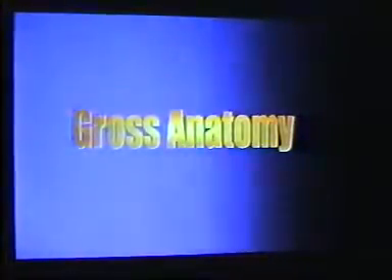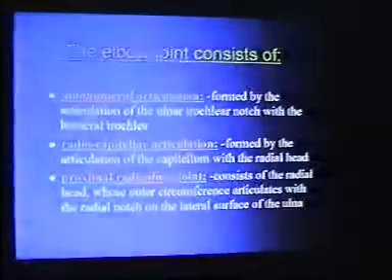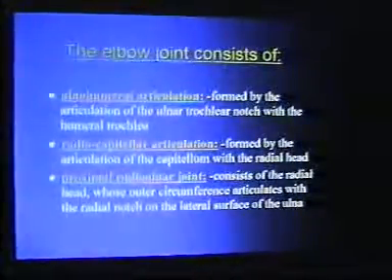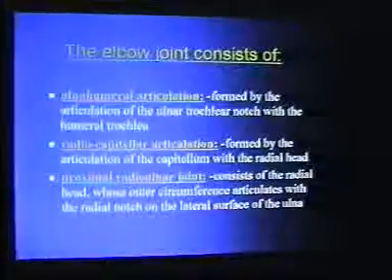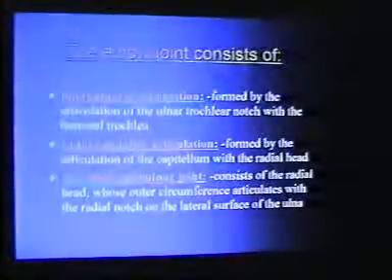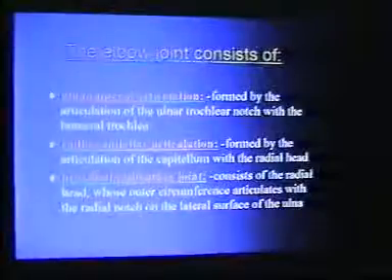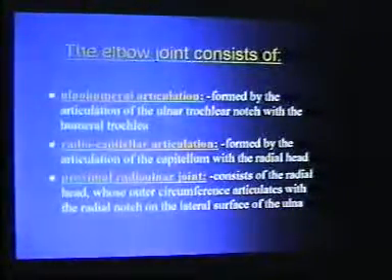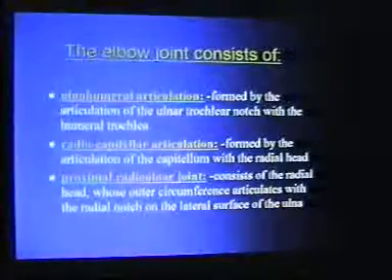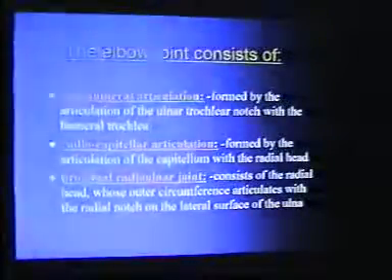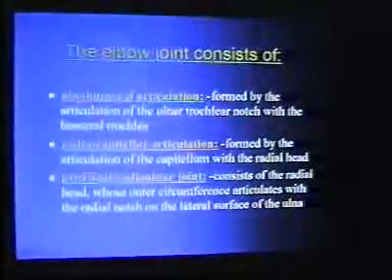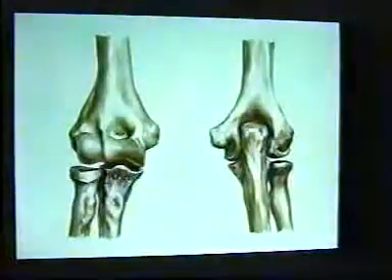Let's have some words about gross anatomy. The elbow joint consists of the ulnohumeral articulation, which is formed by the articulation of the ulnar trochlear notch with the humeral trochlea. The radiocapitular articulation is formed by the articulation of the capitulum with the radial head, and the proximal radioulnar joint consists of the radial head, whose outer circumference articulates with the radial notch on the lateral surface of the ulna.